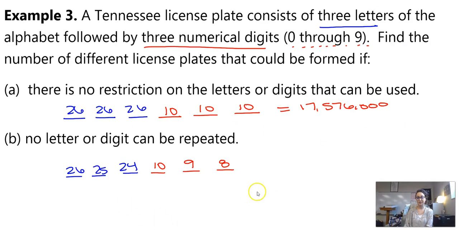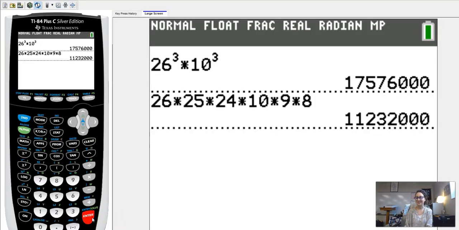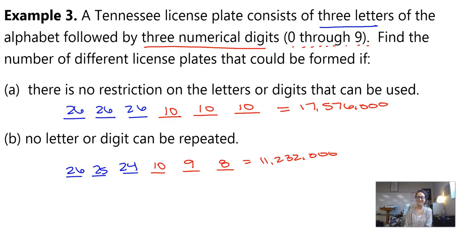We can see for sure it's going to be a smaller number than what we got in part A, which makes sense, right? Because we don't have as many values to work with. So what I got was 11,232,000. So still quite a few different possibilities to play with for license plates.